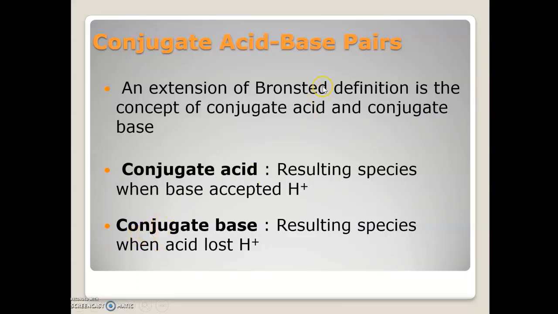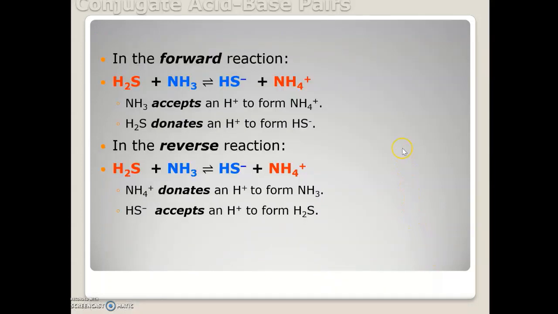So the extension of the Bronsted-Lowry definition makes us have a conjugate acid and also a conjugate base. The conjugate acid is the resulting species when a base accepts H+, while the conjugate base is the resulting species when an acid loses H+. Okay, let's consider this reaction.